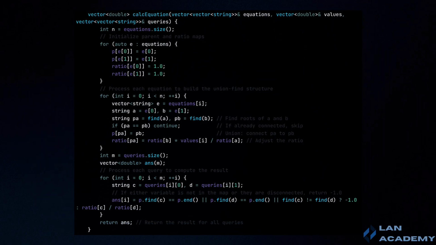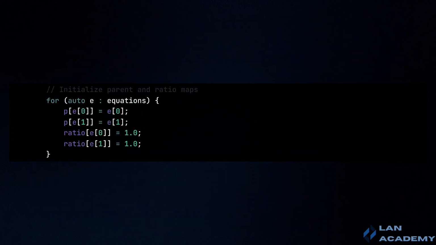For each variable pair in equations, we set each variable as its own parent and initialize the ratio of each variable to itself as 1.0. This sets up the initial state where every variable is in its own group and their self-ratio is unity. This initialization ensures that every variable can be correctly linked and their ratios accurately calculated as we process the equations.